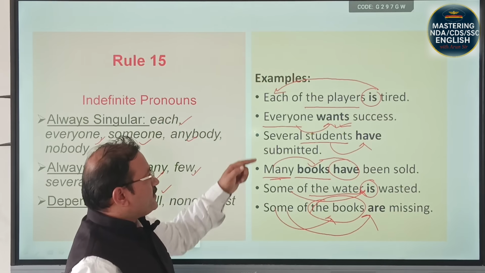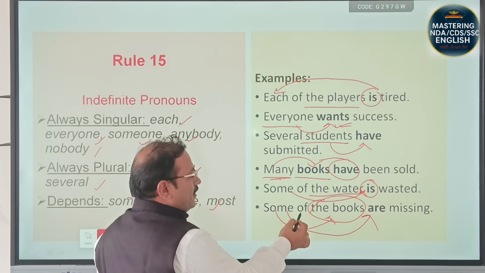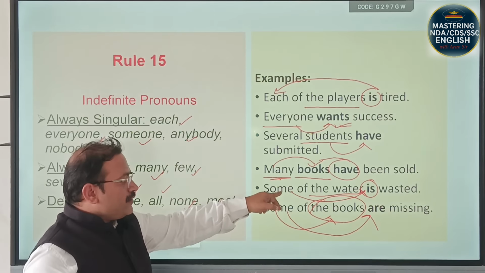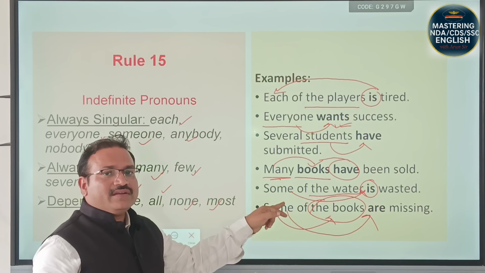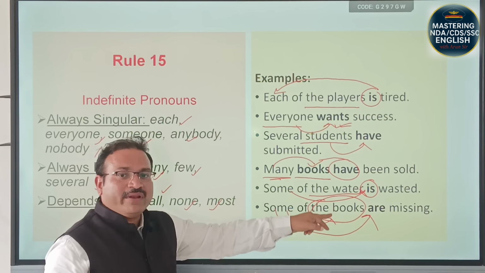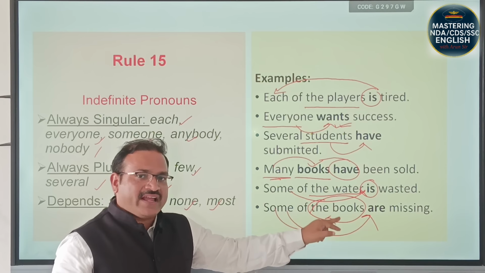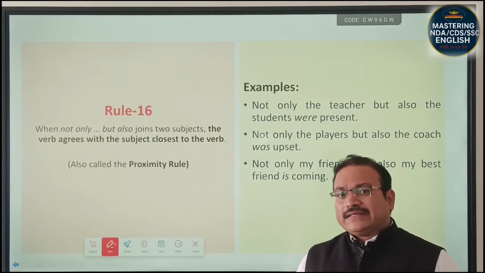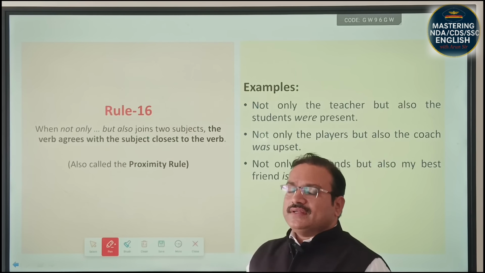सो बेसिकली व्हाट यू हैव टू सी, ऑफ जहां रहे वहां देखना है कि ऑफ के पहले जो आएगा द वर्ब विल अग्री विथ द सेम, and uncountable, singular and plural. That's it. Now friend, let's see rule number 16.